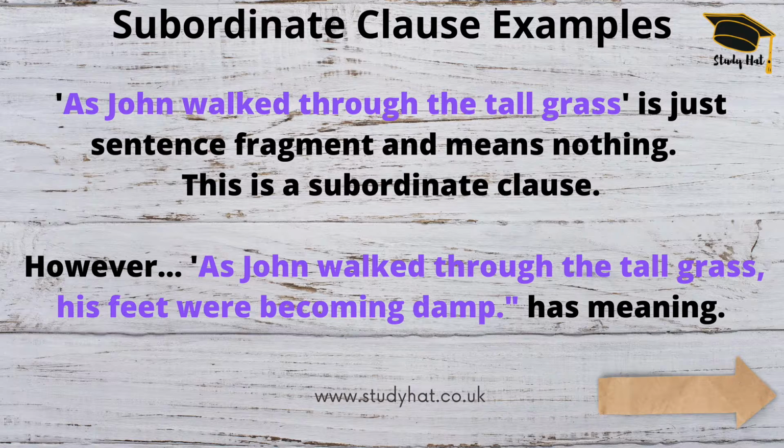So let's look at another example of a subordinate clause. "As John walked through the tall grass." So again, that's just a sentence fragment and it means nothing, right? But it is a subordinate clause. So if we extend that to a full sentence that has meaning, we have "as John walked through the tall grass, his feet were becoming damp." Again, the sentence now is complete and we've got something with meaning.